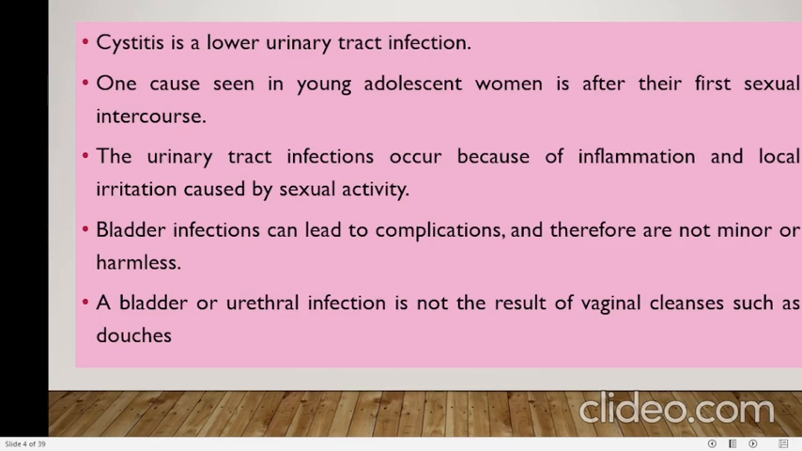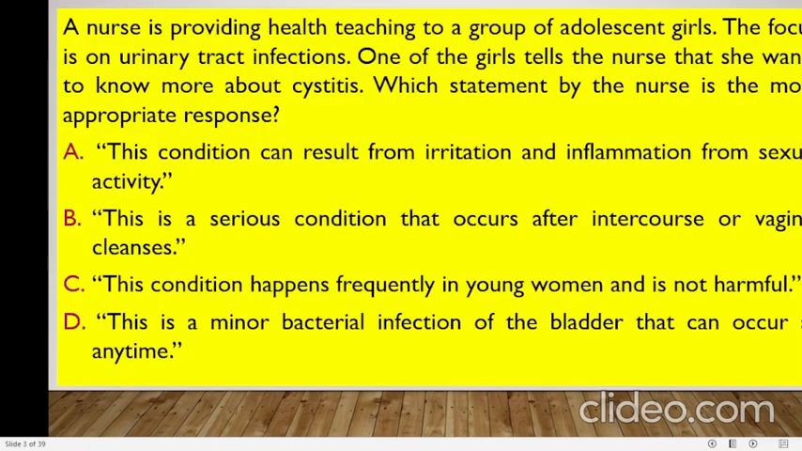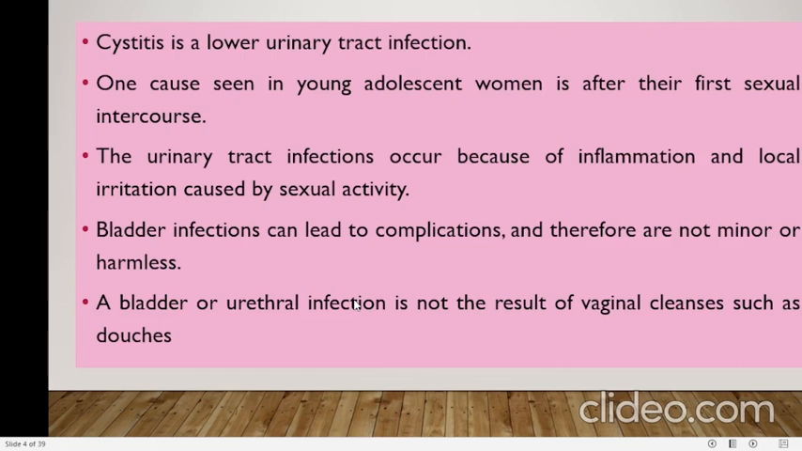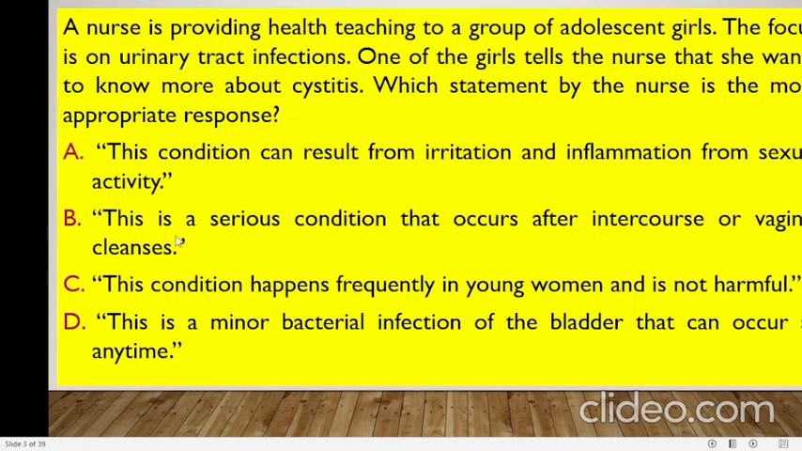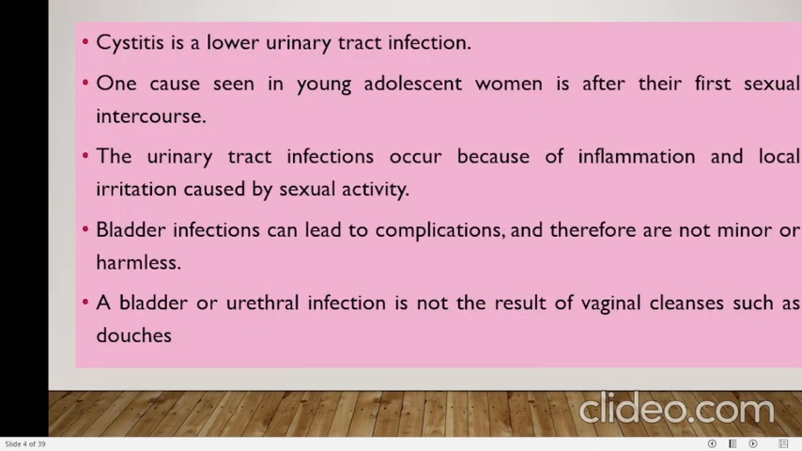So we should eliminate those options that were presenting it as minor. That is C and D should be eliminated. Bladder or urethral infection is not the result of vaginal cleansing, and that rules out B. And we remain with our answer, which says that cystitis, a condition, can result from irritation and inflammation from sexual activity.